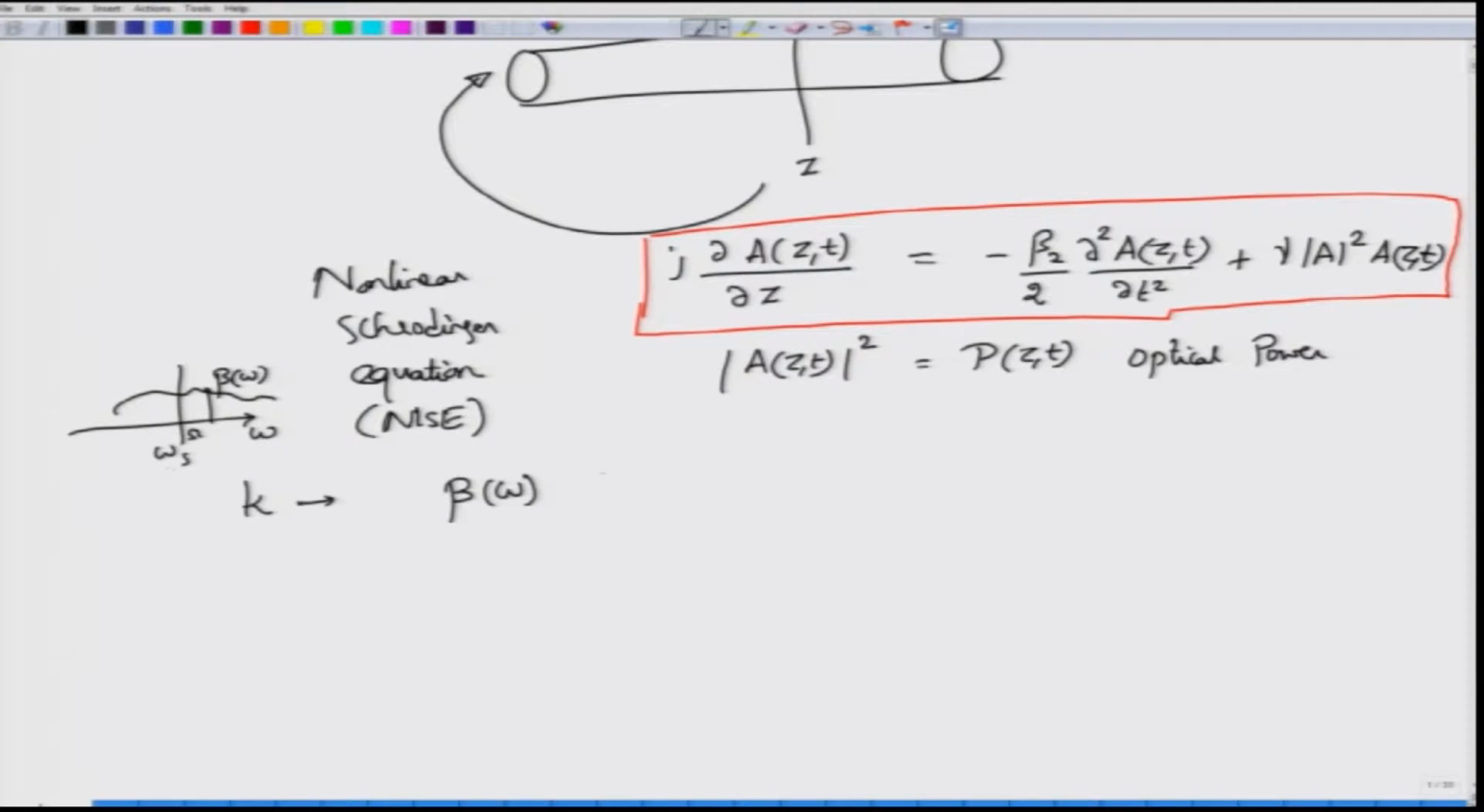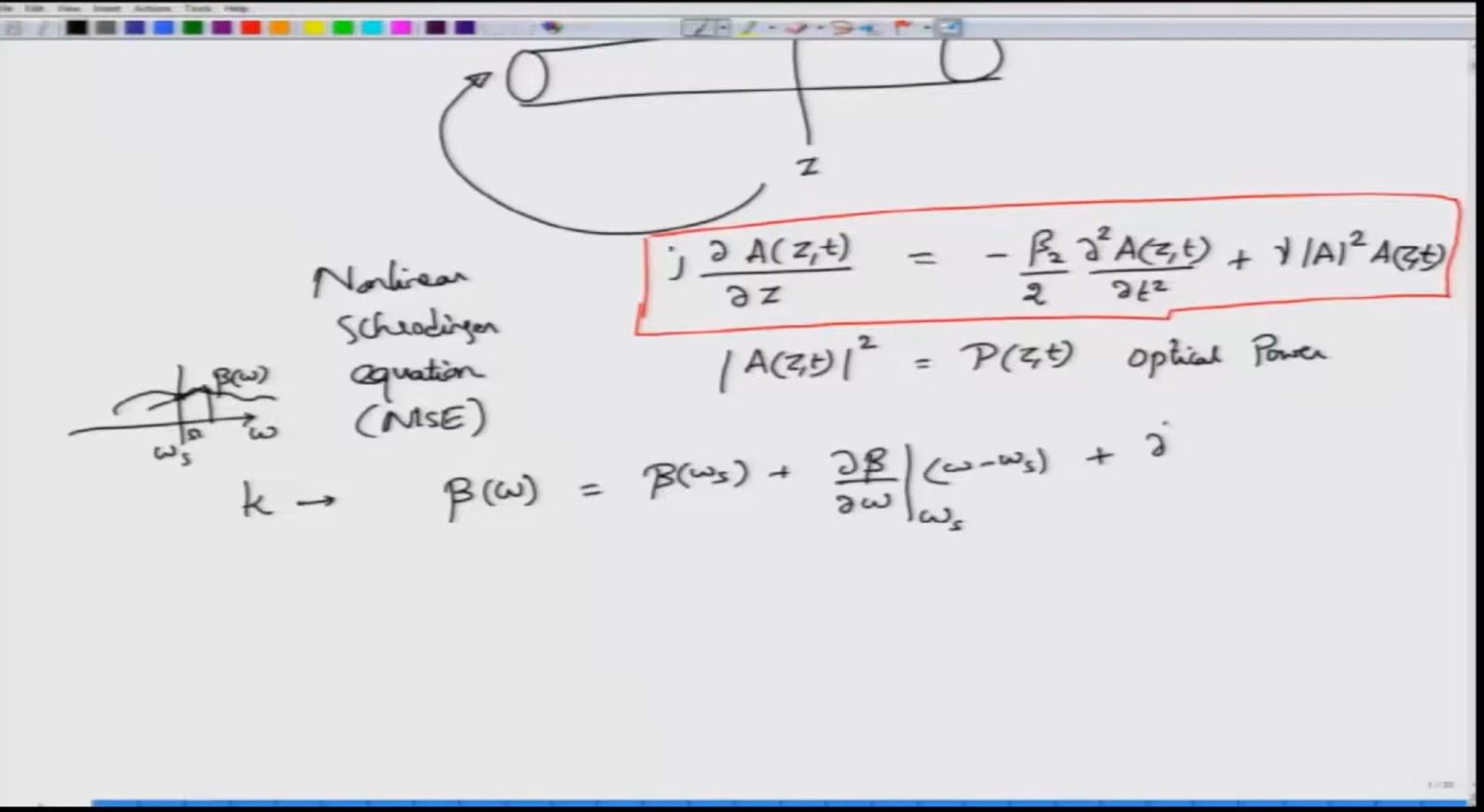And using Taylor series expansion will give us beta of omega is equal to beta at omega s, which is the value of beta at this point, plus what is the slope here, right. The slope here is del beta by del omega. Where do you have to evaluate the slope? You have to evaluate the slope at omega s and multiply this by the offset value omega minus omega s, which is the distance between the frequency where you are considering beta and the central frequency omega s, plus the second order term del square beta by del omega square at omega s, times omega minus omega s whole square. There is a factor of 2 out there.